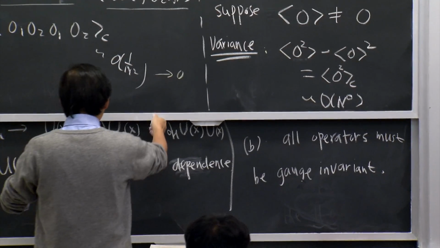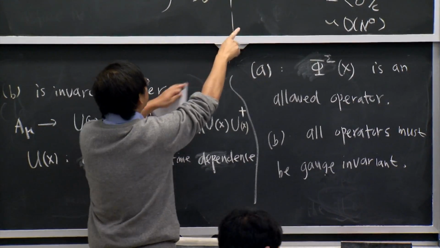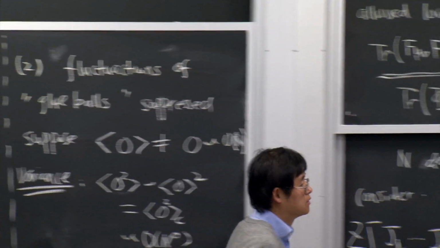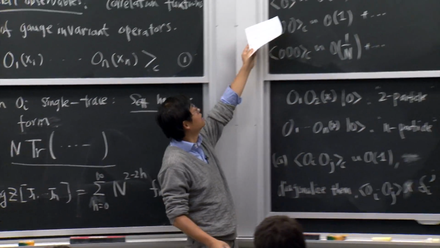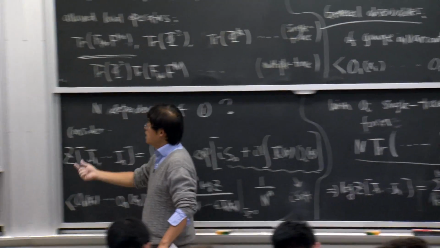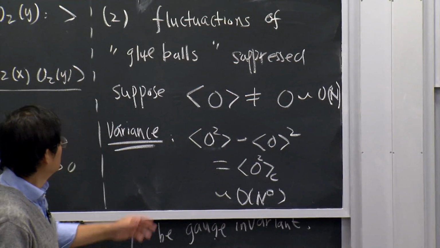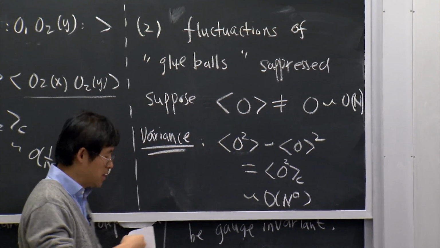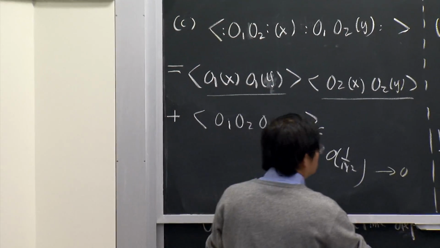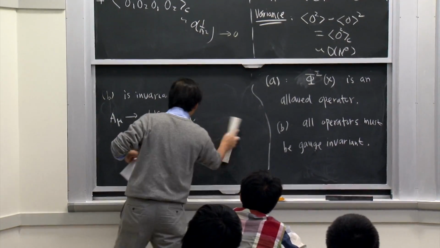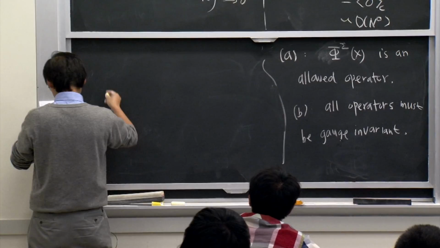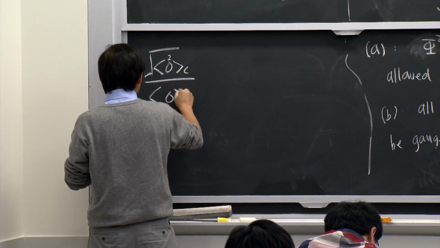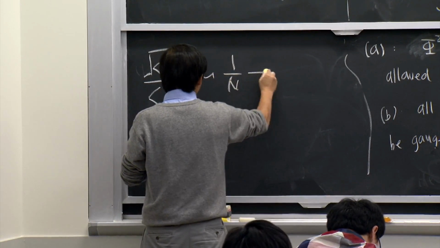But the expectation value squared below is order N squared. So the variance of this operator, compared to the expectation value of the operator itself, is suppressed in the large N limit. So the variance divided by the operator squared is of order 1 over N, which goes to 0 in the large N limit.